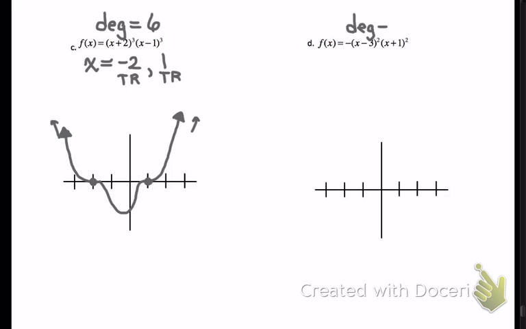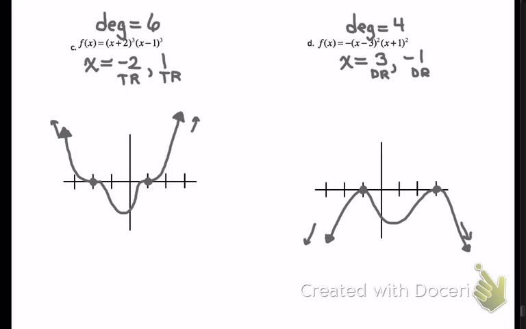And last one, letter D. Degree is obviously 4. Looks like we got 2 double roots there. Start and end in the same direction, which should be down. Double roots, they should both bounce. Okay, so identifying characteristics when it's in completely factored form, got it. Graphing them, got it. Okay, so hopefully you got graphing down.